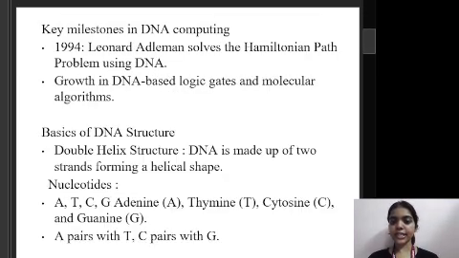Key milestones in DNA computing. In 1994, Leonard Adleman solved the Hamiltonian path problem using DNA. Growth in DNA-based logic gates and molecular algorithms.